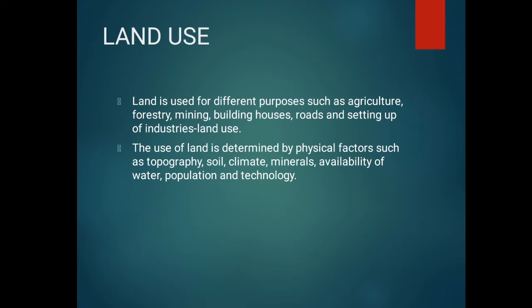Yes, dear children. So what determines the use of land? The use of land is determined by physical factors like topography, and the facilities we have on the land. Soil: what type of soil we have. Climate: what type of climate is there. Minerals: what kind of minerals we can get in that land. Availability of water: how much water is available there. Population and technology. These are the factors that affect the use of land.